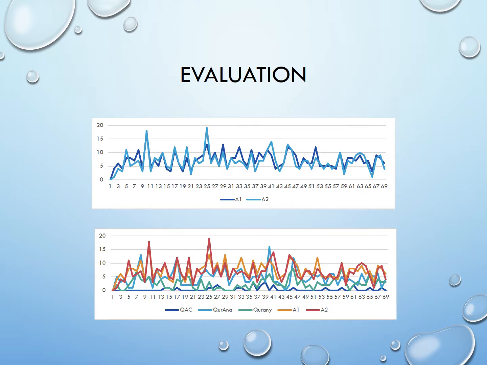So what we did is we took 2 experts who looked through the chapter in question and decided for each verse how many key words and phrases they thought were important. And here we see that more or less the two experts agreed, for each verse, how many words and phrases there were. And here we have the same two experts and three other sources of concepts.